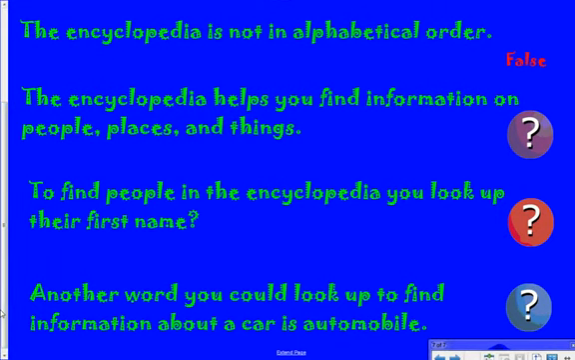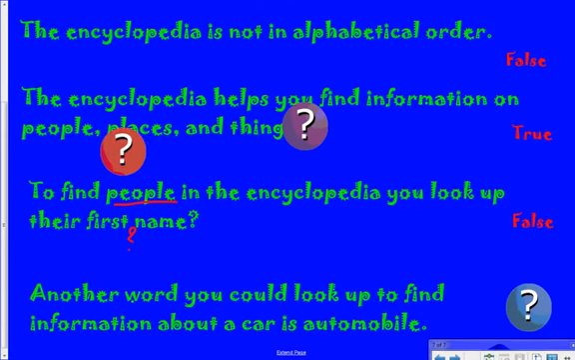Number three, the encyclopedia helps you find information on people, places, and things. True or false? True. You can find out information on people, places, and things if you'd like. Okay, and I think number four, right? To find people in the encyclopedia, you look up their first name. True or false? That would be false. You look up under their last name. Very important.